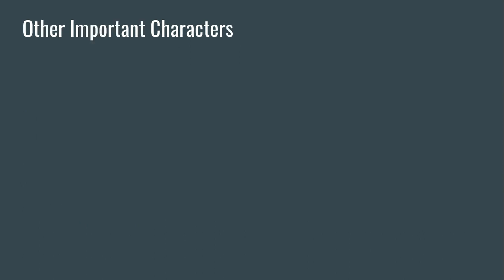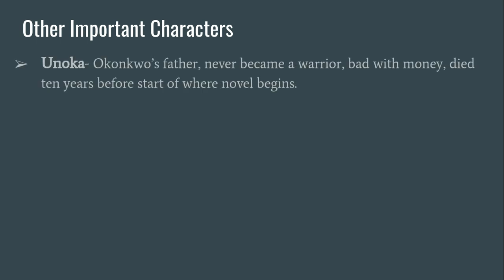Some of the other important characters, because there's a lot of characters here, and I can understand with the African names they can get a little confusing, but this could be something that you can refer back to. And just like with anything, once you hear the names after a while, you'll get a sense of who's who. Unoka, who is Okonkwo's father, was again kind of shameful to Okonkwo.